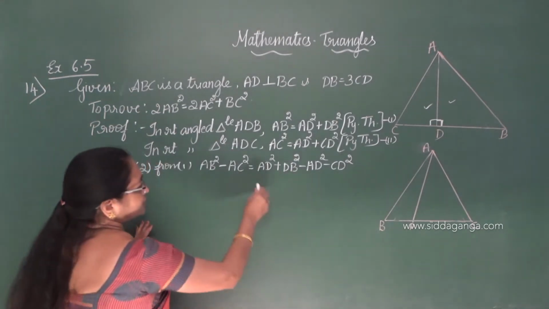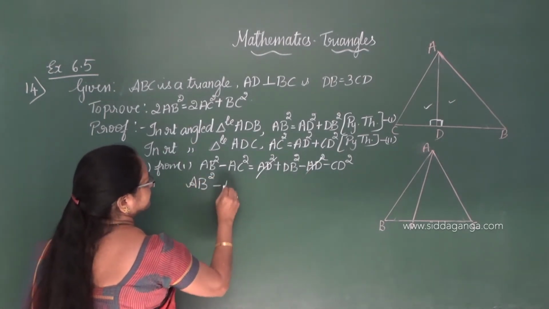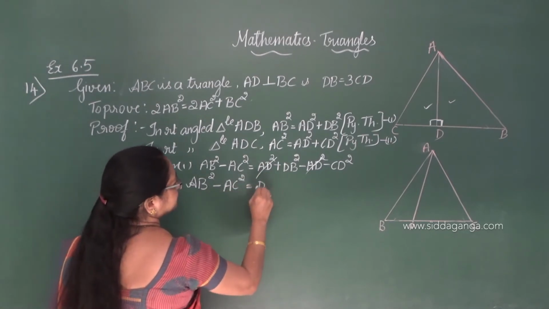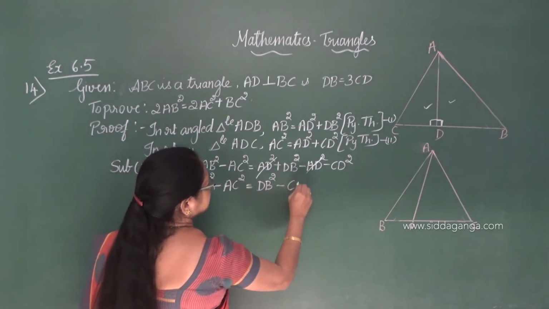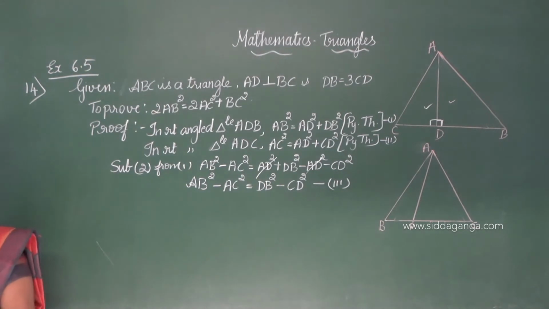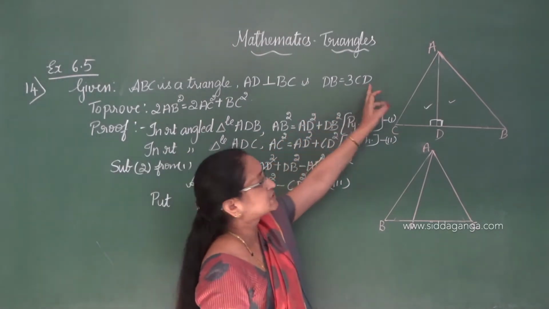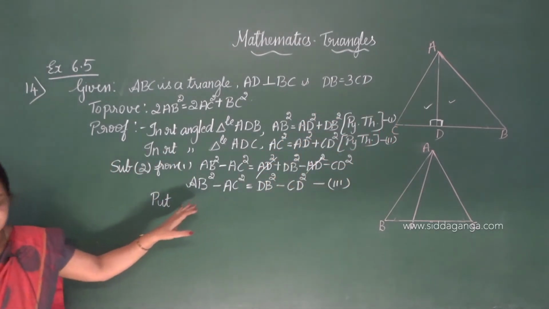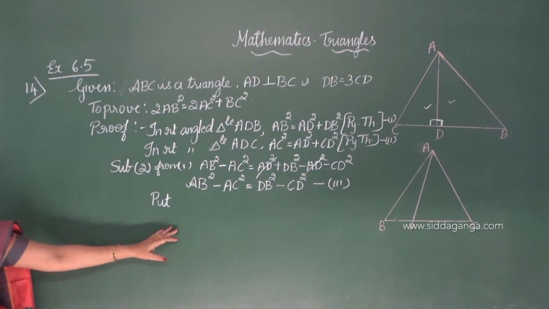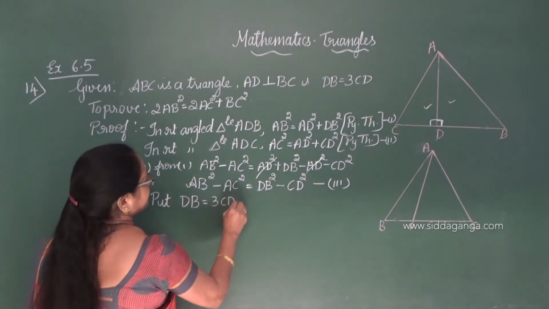Next, so here AD square gets cancelled. So what does the equation give here? AB square minus AC square is equal to DB square minus CD square. So this is the third equation. Okay. Now the next. Now already we know that DB is equal to 3CD. So let us substitute that in this equation. Put DB is equal to 3CD.